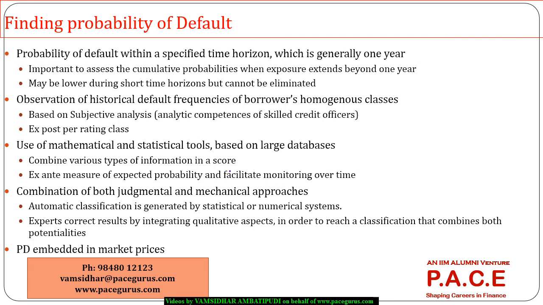Then, moving on to the next topic, where the intention is to find the probability of default. Generally, the probability of default is computed for a specific time horizon. It could be for a 1 year period or a multi-year period. So we are computing the probability of default for a particular period. And it's very important to assess the cumulative probabilities, especially when the exposures are for more than 1 year.